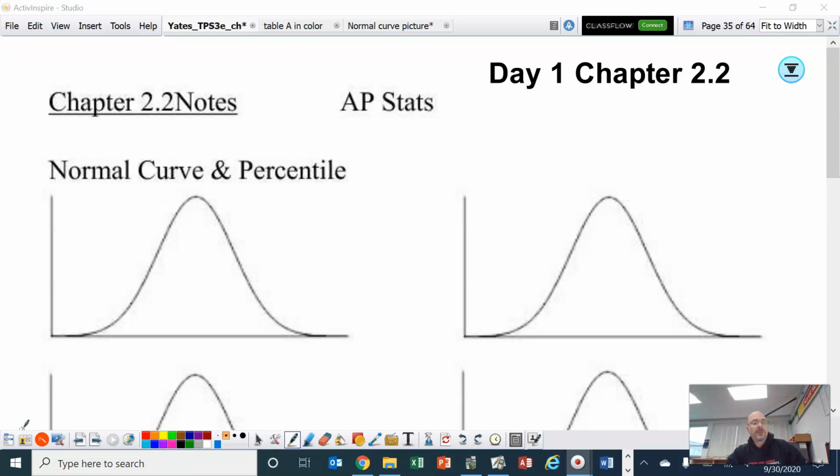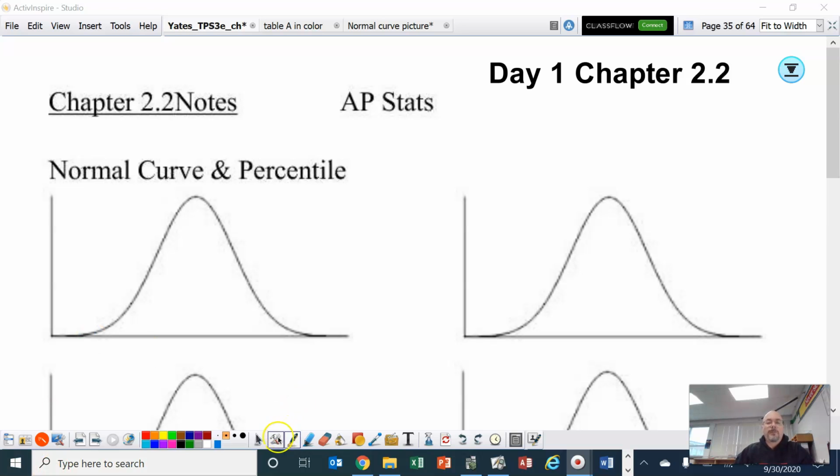Now, what we're going to do today is expand a little bit on that normal curve and the percentiles. This is going to be a little bit more than what we did in advanced algebra. I kind of call today a go backwards day, and you'll see why when we get there. First of all, let's make sure we understand percentiles.